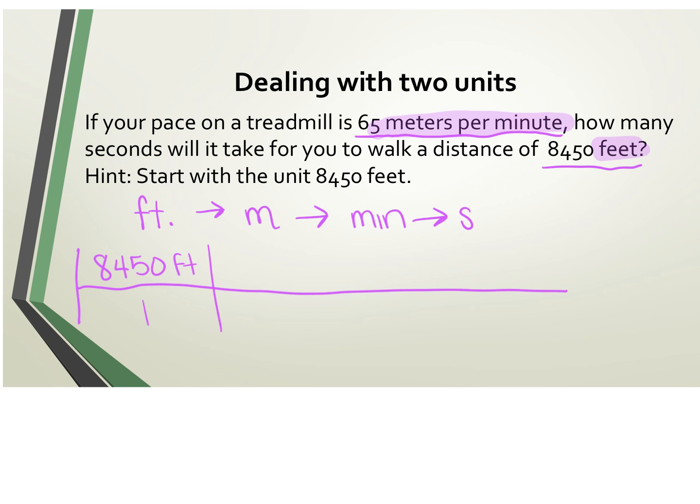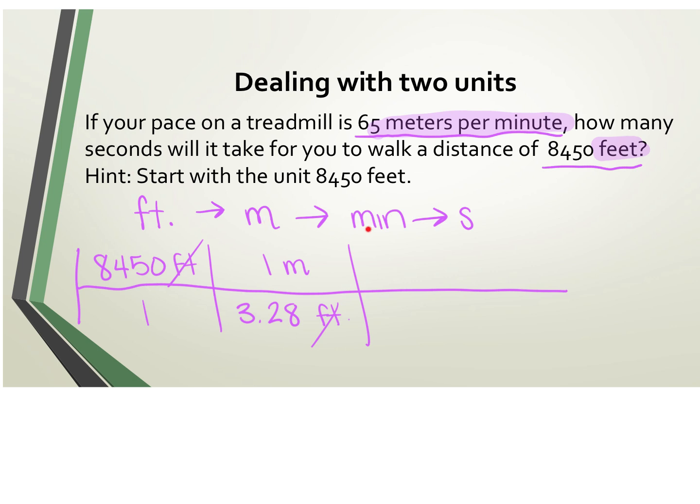We know there's 3.28 feet per meter. If feet are at the top, what unit has to go down here? Feet. And how many feet? 3.28 feet are in every meter.